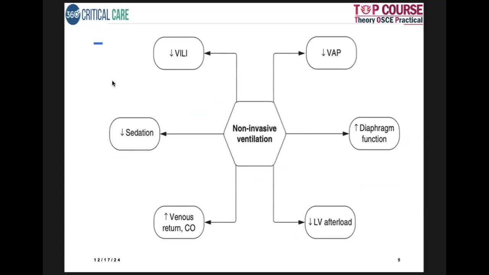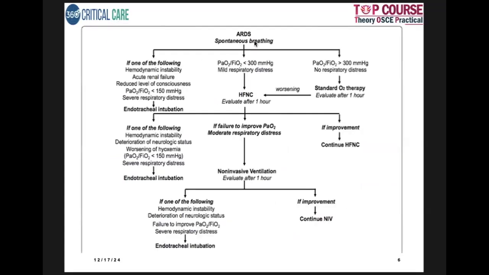Non-invasive ventilation reduces the risk of VAP by reducing sedation and time on a ventilator, by improving diaphragmatic function, and also through changes in heart-lung interaction and cardiac support. So, in an ARDS patient who is spontaneously breathing, if the patient is hemodynamically unstable, has multi-organ dysfunction, altered sensorium, PF ratio less than 150, or severe respiratory distress, you go ahead and intubate the patient. But if the patient fits into the mild to moderate category, then you try high flow nasal cannula for 1 hour. If that fails, intubate.